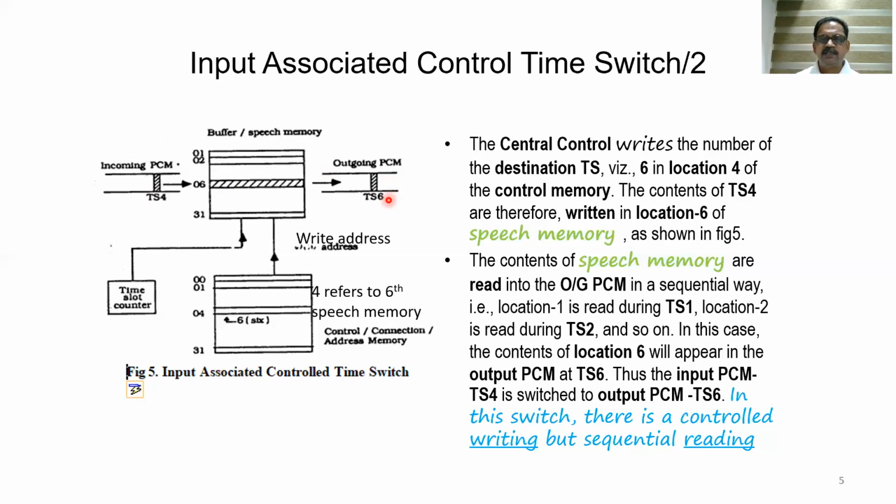So, in this switch, that is, in the input associated control type switch, there is a control writing but sequential reading. Here we are controlling the writing. While writing itself, we are exercising the control based on the address available in the control memory location. But reading, you read one after the other. First you read location 1, then location 2, location 3, location 4, location 6 in our case, up to location 31.